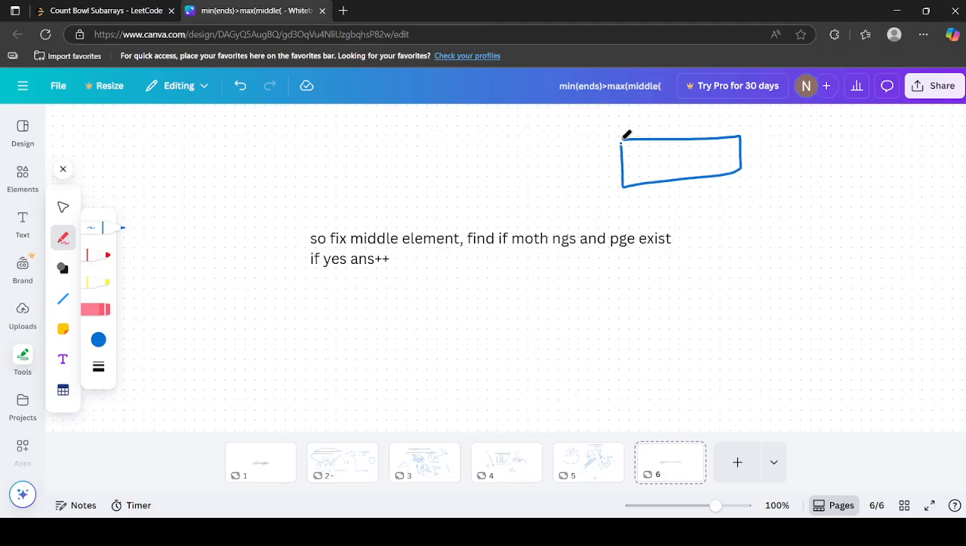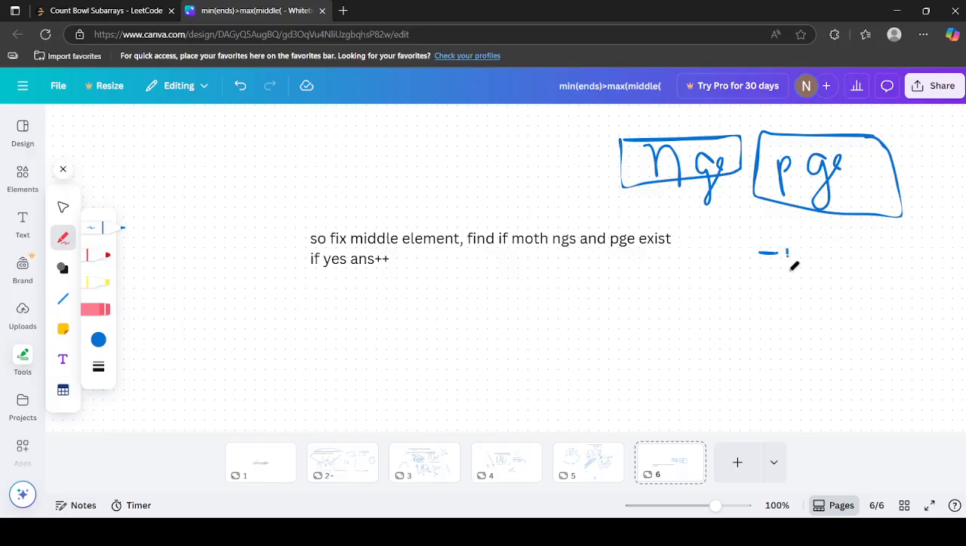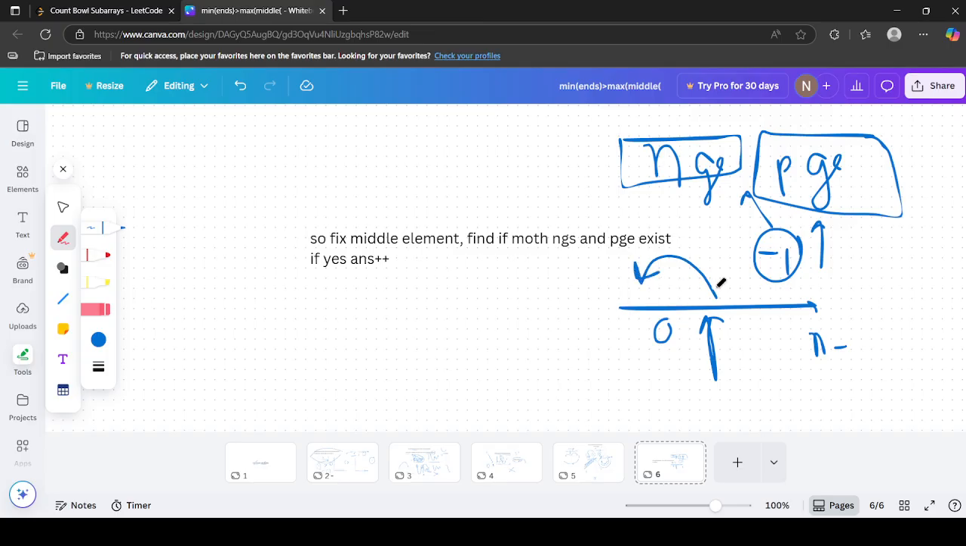So we will find the next greater element and previous greater element arrays, where they will indicate the indices i and j. We will initialize all with minus 1, and then we will find these both. Then we will traverse from 0 to n minus 1 and fix the middle index, and then check if both these exist. If both are not minus 1, then simply increment the answer, else don't do anything. In this way we can find the answer.